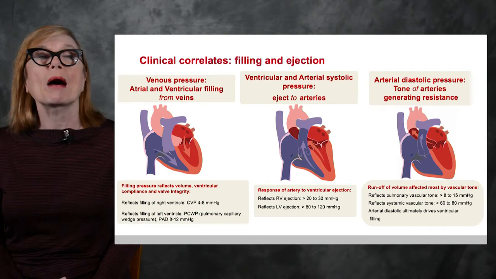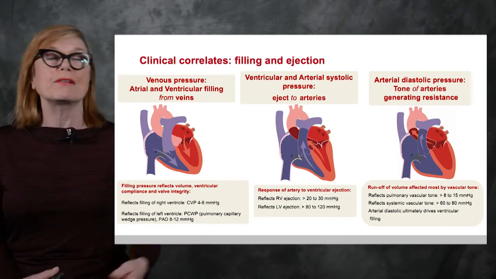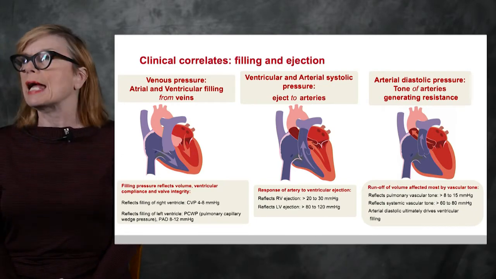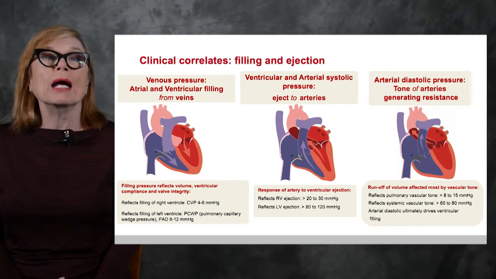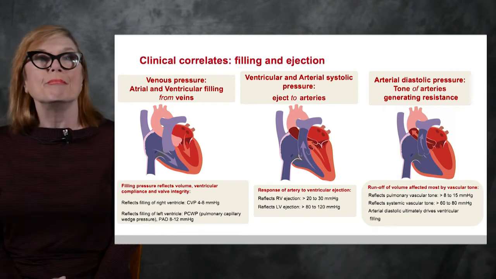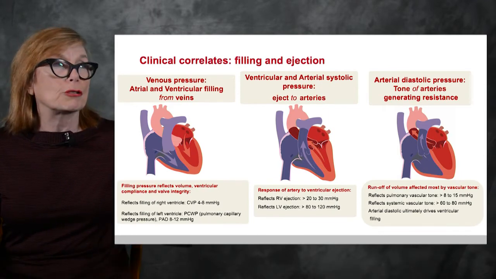Now, if we think about pulmonary vascular tone and pulmonary artery diastolic pressure, normal pulmonary artery diastolic pressure is 8 to 15 millimeters of mercury. And normal systemic arterial diastolic pressure is 60 to 80 millimeters of mercury. So that's a really important perspective.